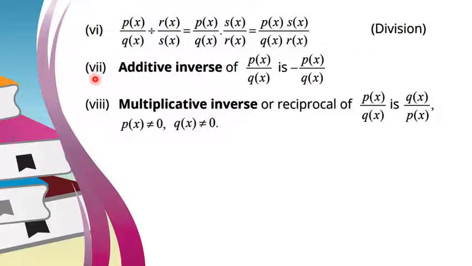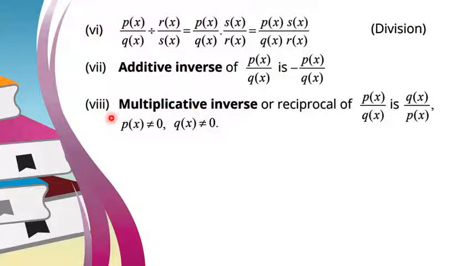Okay, number 7 is the additive inverse of p of x upon q of x. As you know, the additive inverse of a number is the same number but with the opposite sign. For example, I have 5. So the additive inverse of 5 is minus 5. Means the number is same but the sign is opposite. Okay. Similarly, for minus 8, I will have a plus 8. So over here, our rational expression is p of x upon q of x. The additive inverse of that expression is minus p of x upon q of x. The same expression but with the opposite sign.